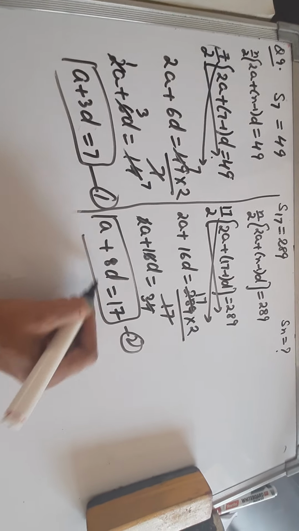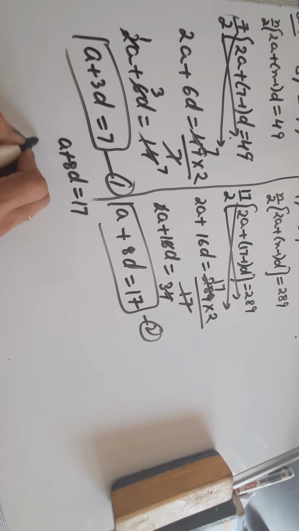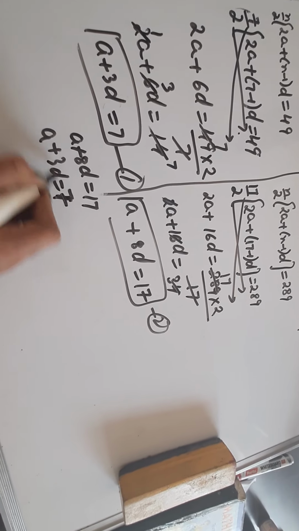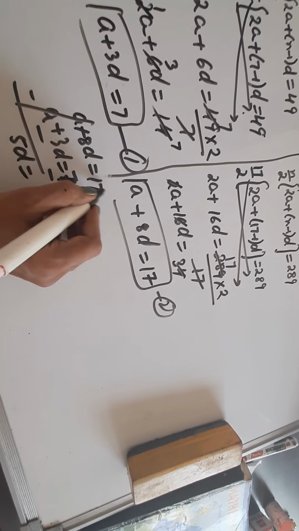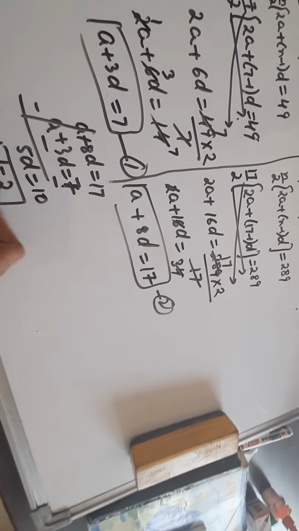तो हम पहले ये सेकेंड इक्वेशन लिख लेते हैं. a plus 8d is 17, a plus 3d is 7, and let us subtract it. 8 minus 3 is 5d. This is 17 minus 7, 10. So d is equal to 2. 10 by 5 is 2.